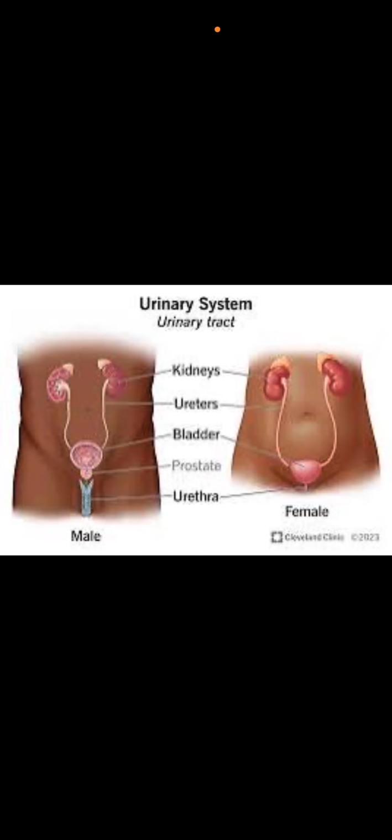The kidneys are the main organs responsible for producing urine. They filter blood, remove waste, and help maintain fluid and electrolyte balance. Once urine is formed in the kidneys, it travels through the ureters to the bladder, which is where it is stored until it is eliminated from the body through the urethra.